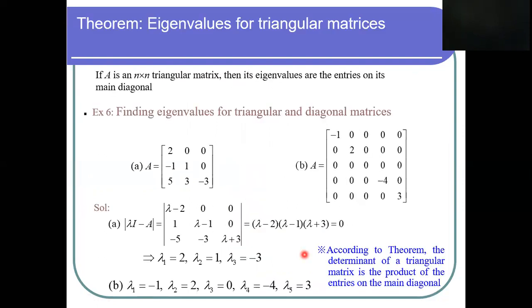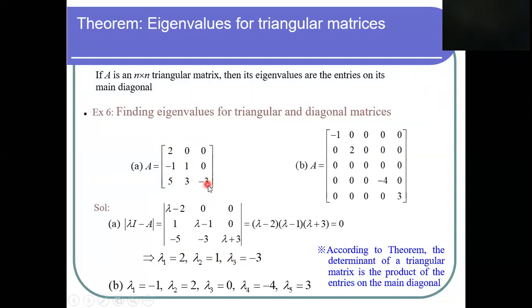Now find the eigenvalues for triangular and diagonal matrices. Here you have a lower triangular matrix. So the determinant of lambda I minus A equals 0. Take this determinant, put it equal to 0, and solve for lambda. So lambda 1 is equal to 2, lambda 2 is equal to 3, and lambda 3 is equal to minus 1. For upper and lower triangular matrices, the eigenvalues are the values placed on the principal diagonal: lambda 1 equal to 2, lambda 2 equal to 1, and lambda 3 equal to minus 1.